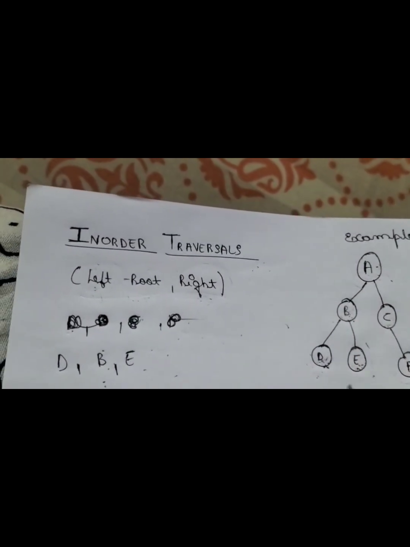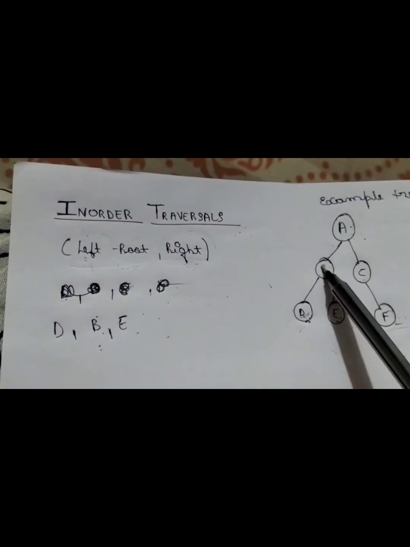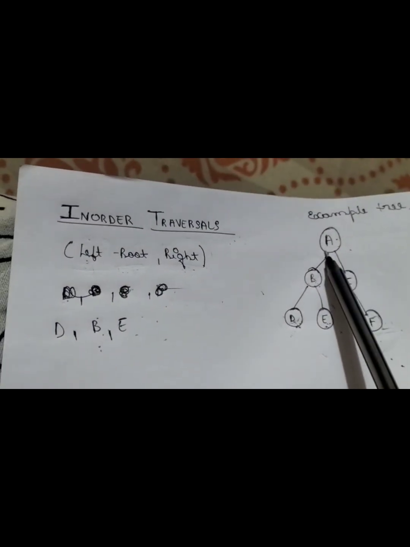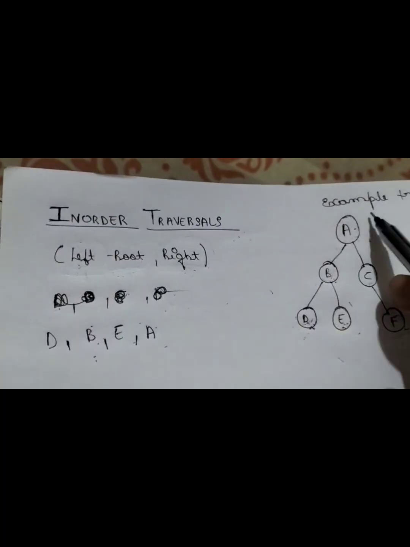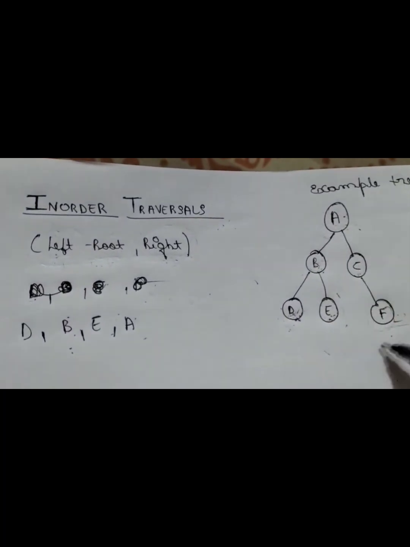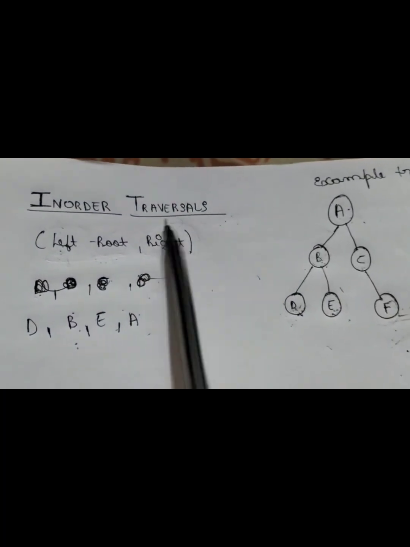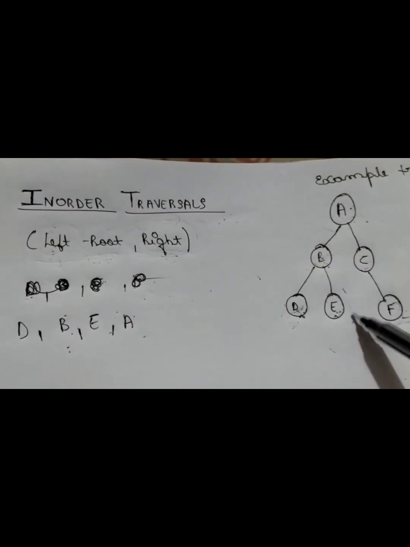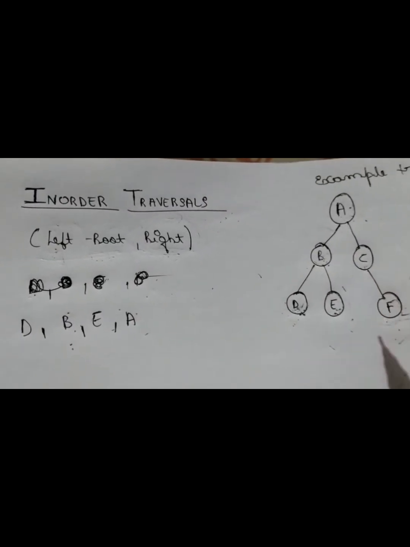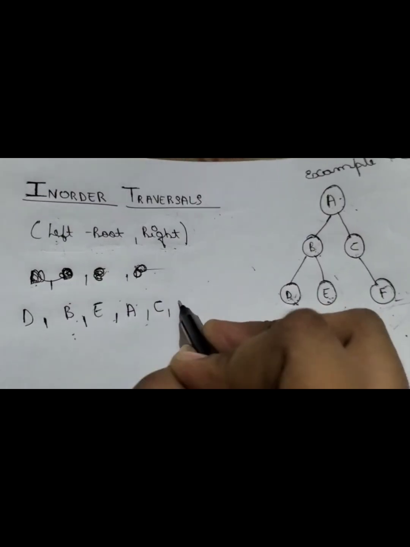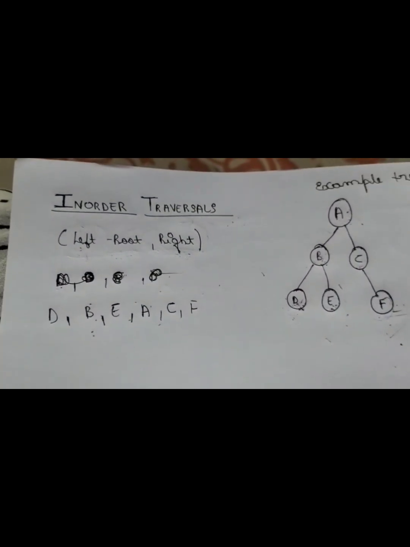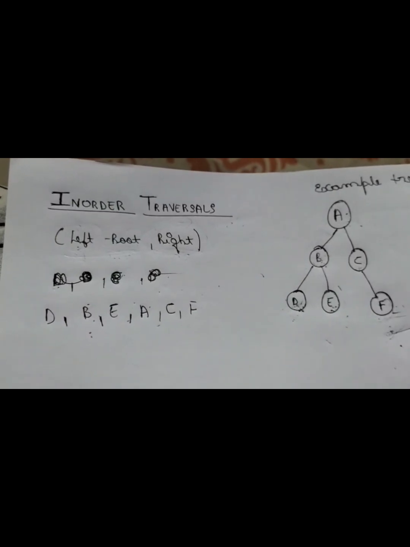As I said, the left part we have finished. After the left part, we have to go for the root node, that is A. After finishing A, we should cover the right part of the tree. We don't have any left node there, so we can write the right nodes, that is C and F. Basically, this is how the in order traversal works. You can see a video to get an idea.